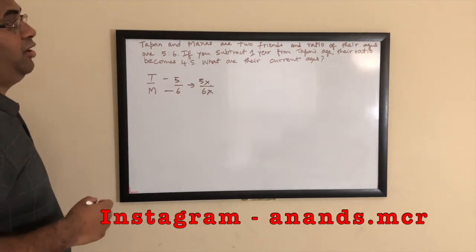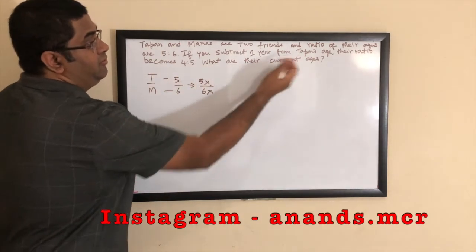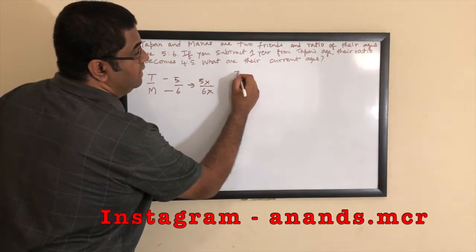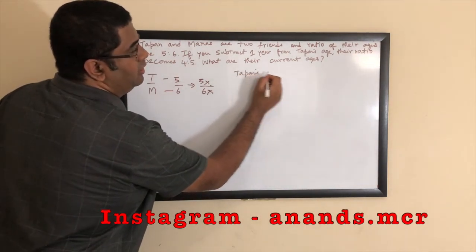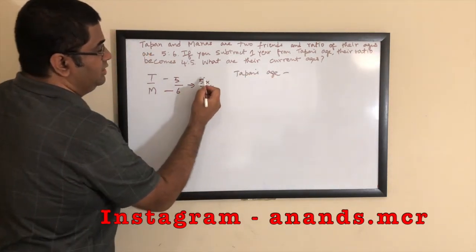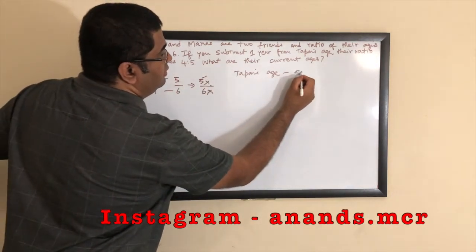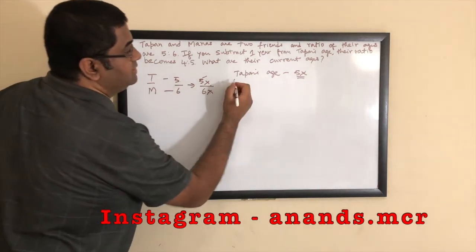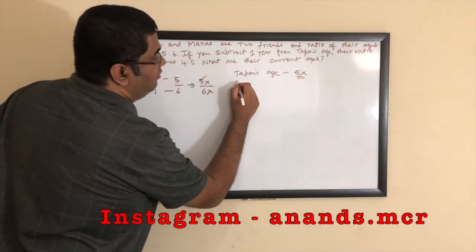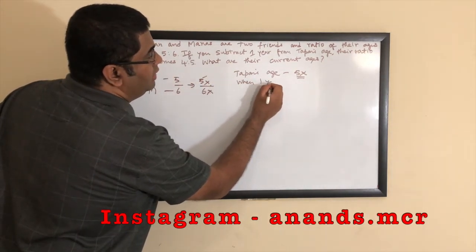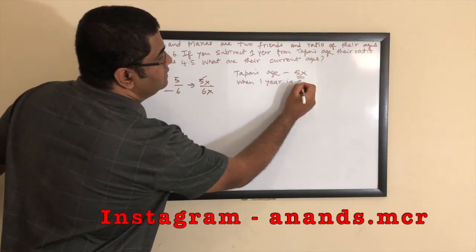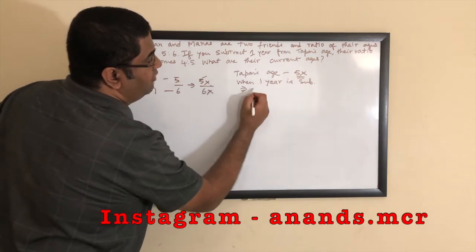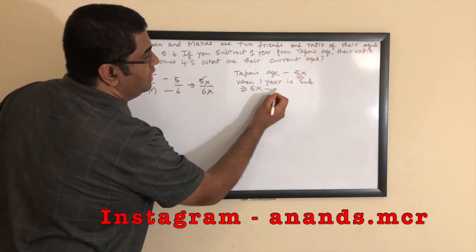Now let us look at the problem. If you subtract 1 year from Tapan's age, their ratio becomes 4:5. So friends, what is Tapan's age now? Tapan's age is here, which is 5x. So when 1 year is subtracted, what this means is from 5x you subtract 1 year.